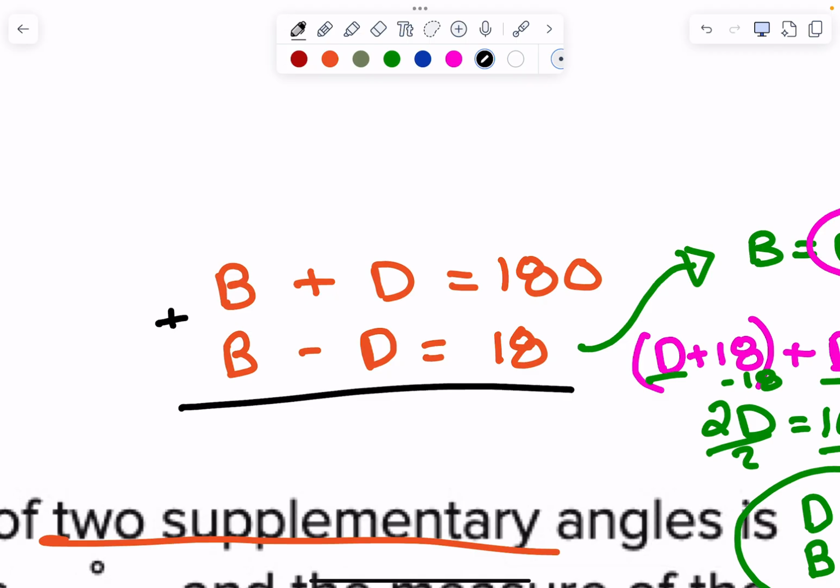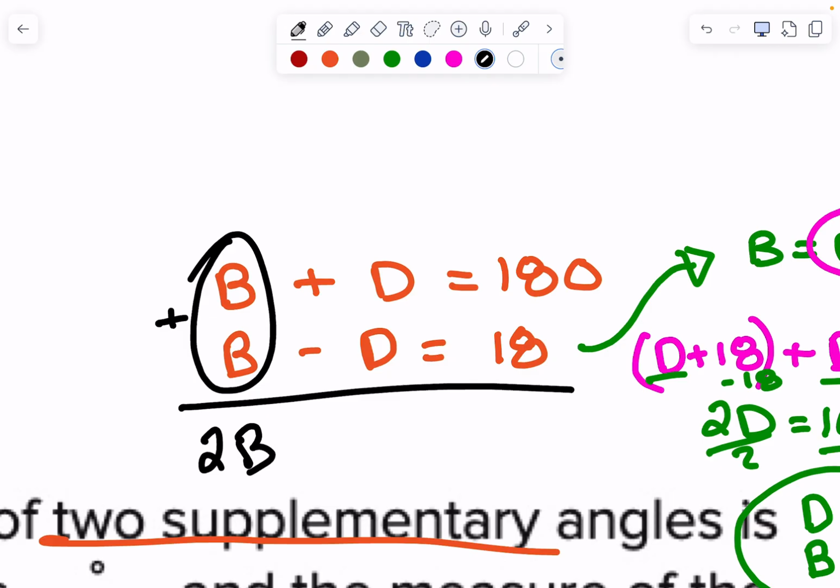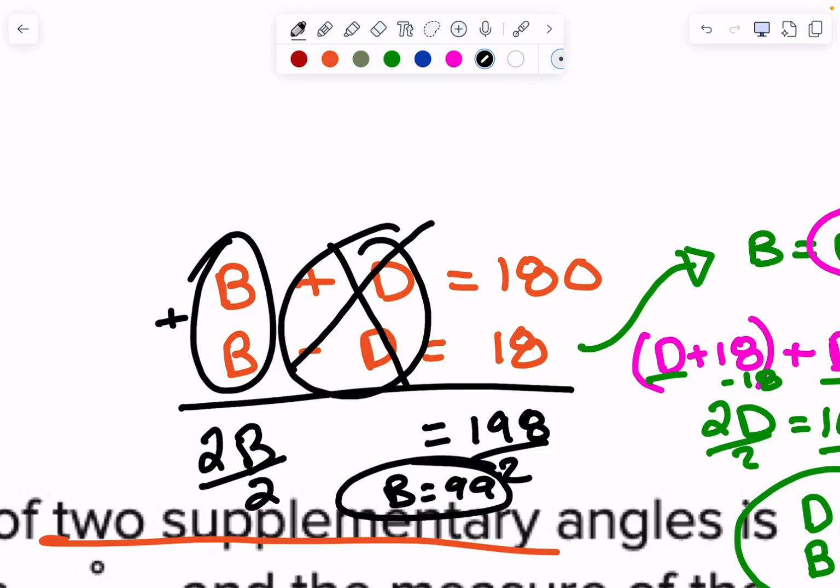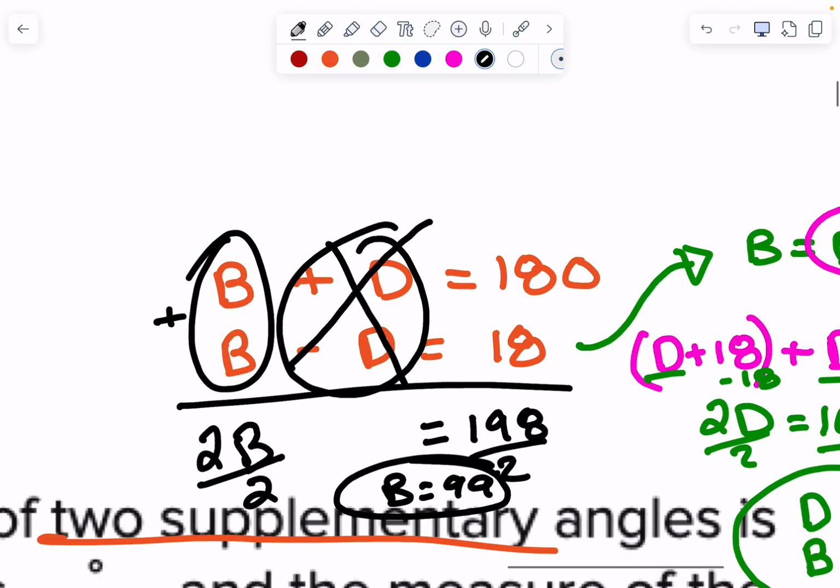This one is one where I would most certainly do elimination. Because what is B plus B? 2B. But what's D minus D? 0. Goes away. Equals 180 plus 18, 198. Divide by 2, and that is 99. So in that case, I'm solving for B first. But that one is a really nice one where I set up so that I can eliminate the variable, right?